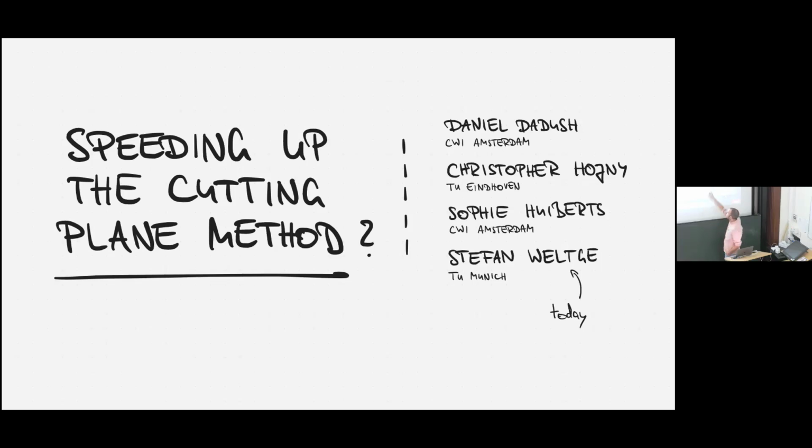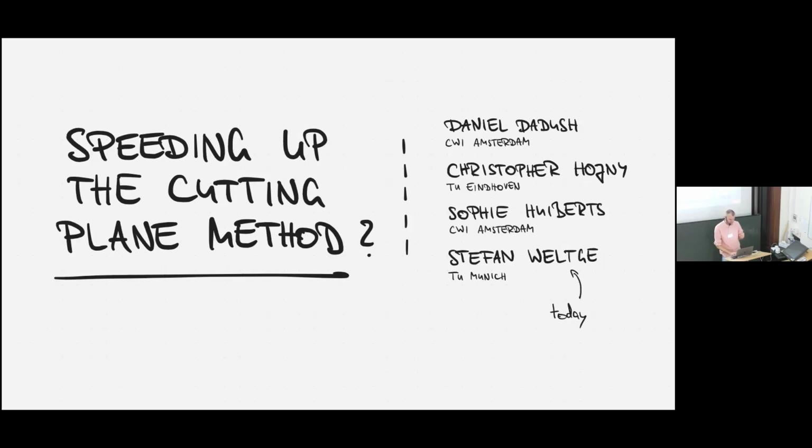Okay, this is joint work with my friends from the Netherlands. Daniel is here, Sophie is here, Christopher is, I guess, in Eindhoven. All right, and it's about speeding up the cutting plane method. Everything I will say, and I'll make some comments later, will also make sense without the cutting plane method, but it helps for the story today. So we will talk about some algorithms that all have their own meaning on their own, but inside the cutting plane method, I think they're even nicer.